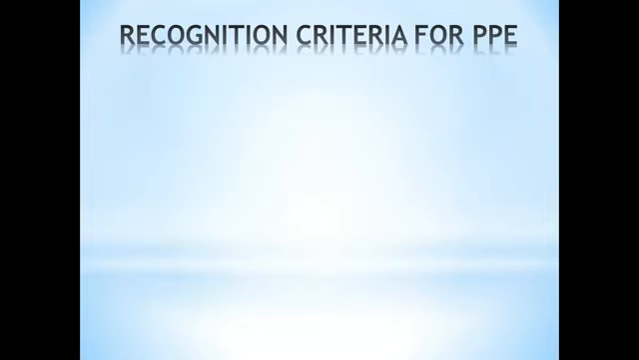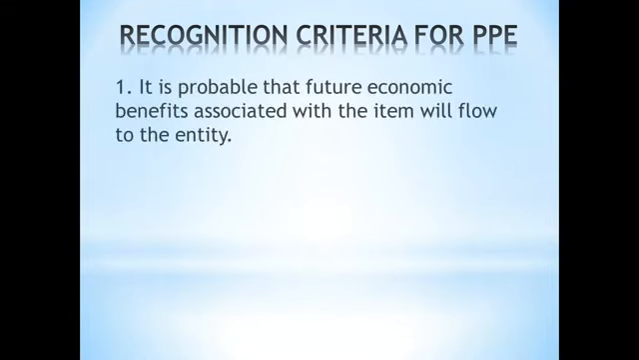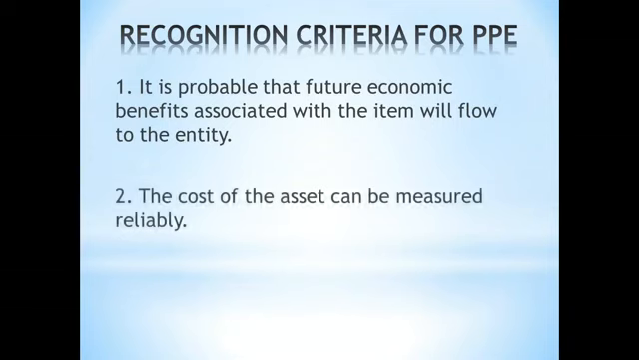Now let's look at the recognition criteria of PPE. When are we expected to recognize PPE in our financial statements? Number one, we recognize PPE when it is probable that future economic benefits associated with the item will flow to the entity. It implies that there must be a benefit which will emanate from that particular item of PPE. Then the second one is that the cost can be measured reliably.